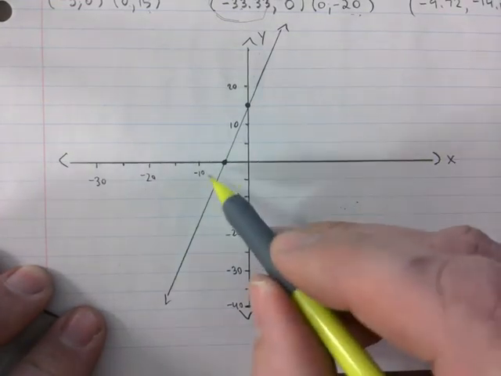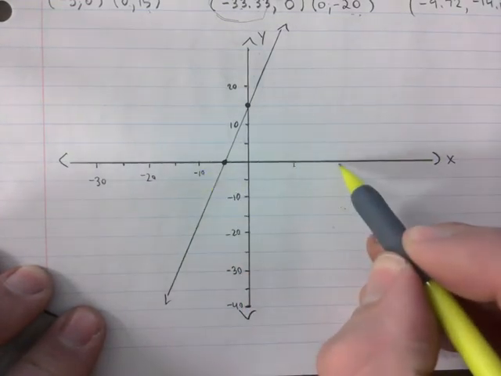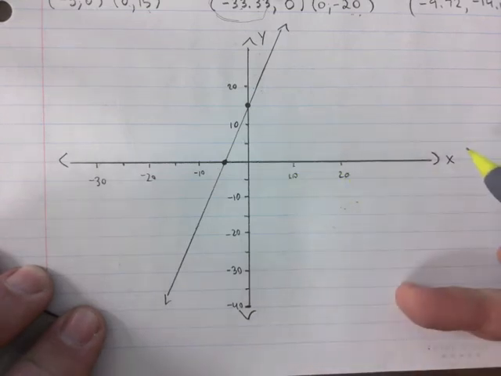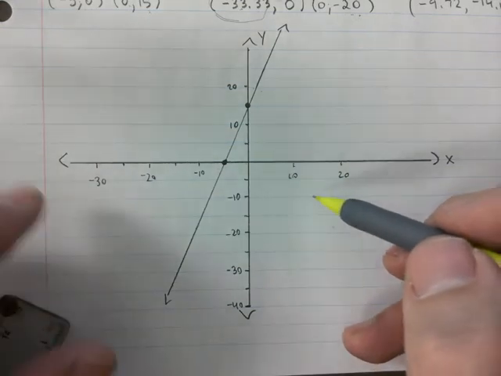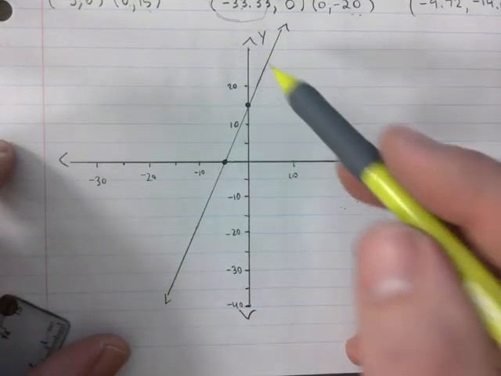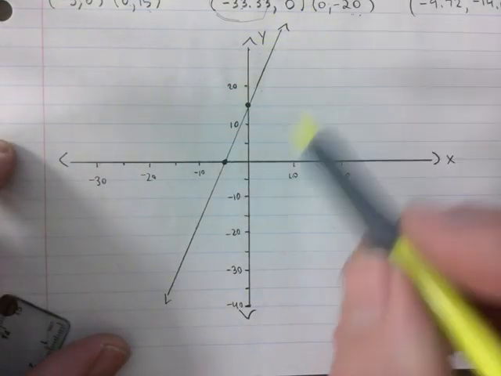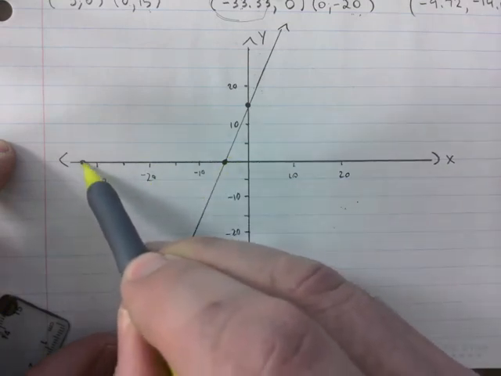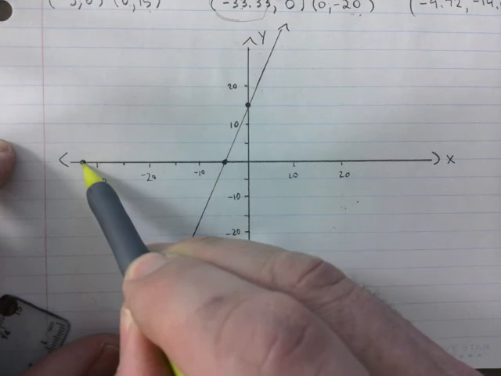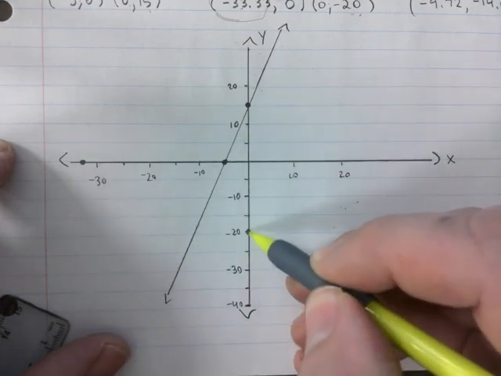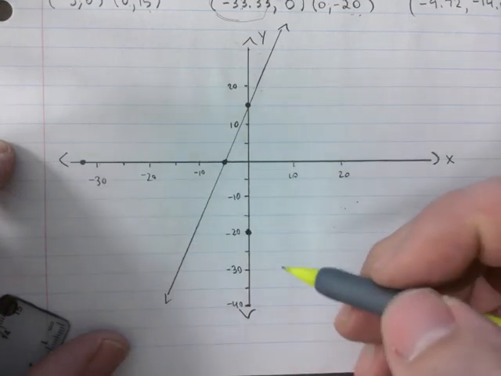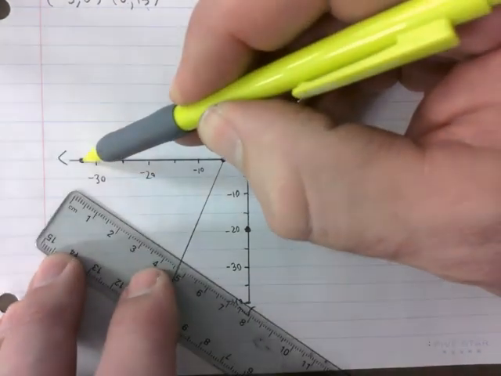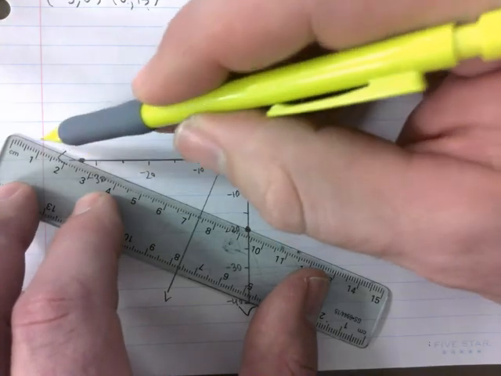And I didn't finish this side, did I? 10, 20, that's good enough. So you have to kind of be creative here. And then negative 33, 0, that gets me right about there. And 0, negative 20 is right about there. So as long as you make a big dot like that, you don't need to label those. Okay, you just need to tell me that's where I'm going.